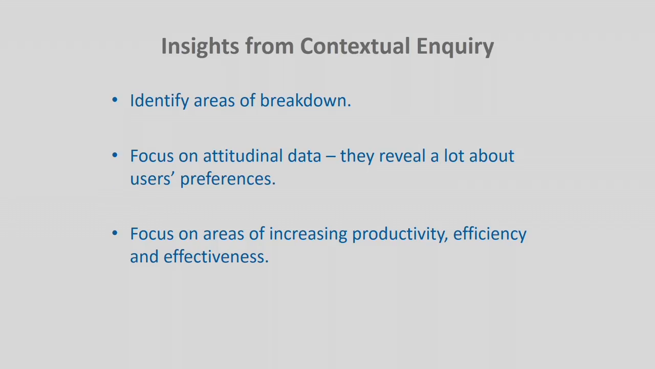Now, how can we draw insights from contextual inquiry? First and foremost, we have to identify areas of breakdown. Remember the portion where we discussed the thundering bolt icon and how, due to various influences, a task might not get completed. So, you need to identify those areas of breakdown. You need to focus on attitudinal data. They reveal a lot about users' preferences. And finally, we need to focus on areas of increasing productivity, efficiency, and effectiveness. So, this was all about contextual inquiry.